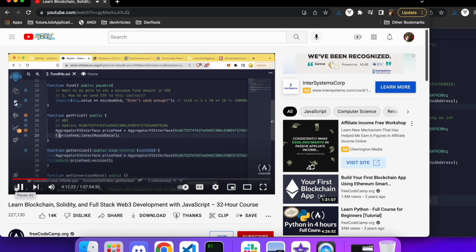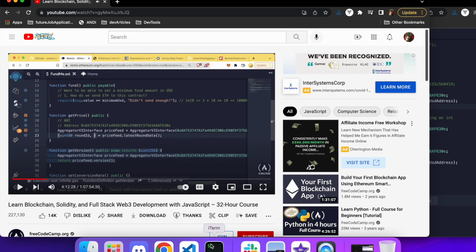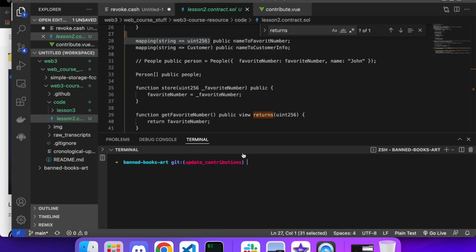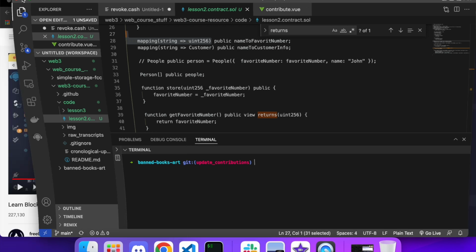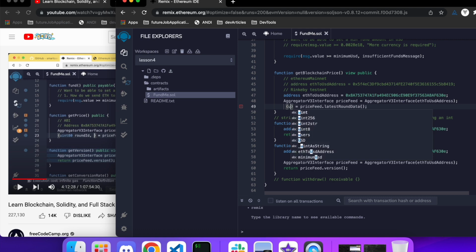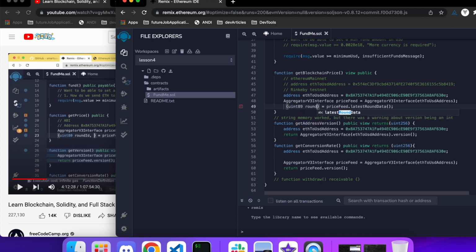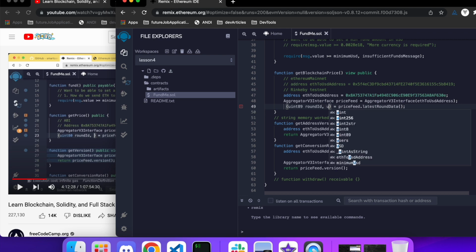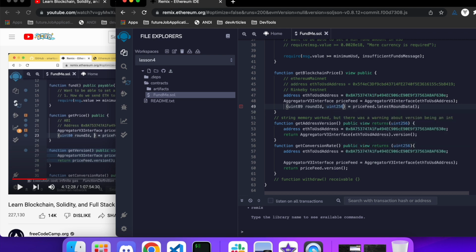So we're going to put these parentheses and we're going to say uint80 roundId. Okay. I think this is called deconstructing, if I am reading this correctly, and it might not be. So basically, we have the parentheses, we're defining what it is. uint80, uint256 answer.